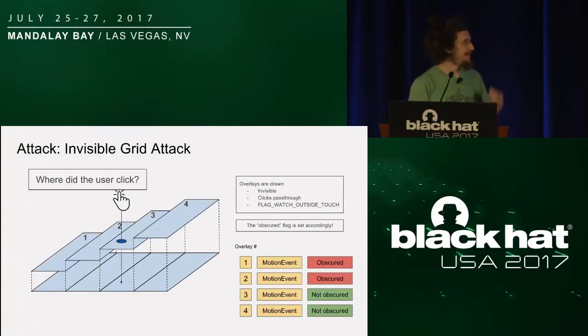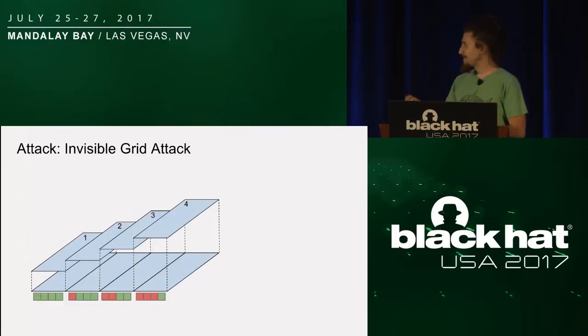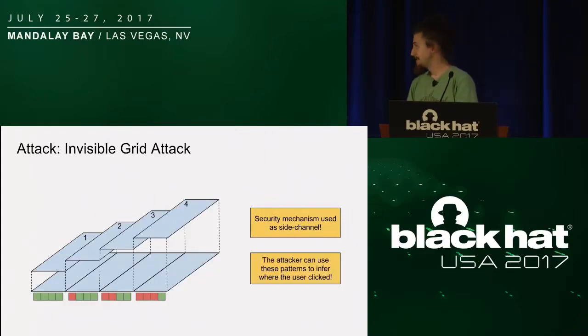If I click on 3, you're going to get this pattern. If you click on 4, you're going to get this pattern. So from the patterns of the obscure flag that each of these motion events receive, you can actually understand where the user clicked by using the obscure flag as a side channel.